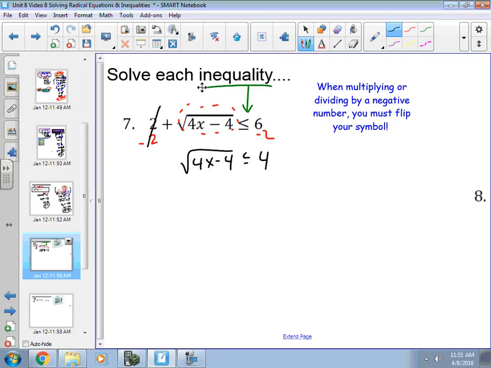Okay. Now we're stuck. We can't do anything else because of this radical sign. But to undo that, we would square both sides. That gets rid of the square root. So you've got 4x minus 4 less than or equal to 4 squared. 4 times 4 is 16. Plus 4 to both sides.